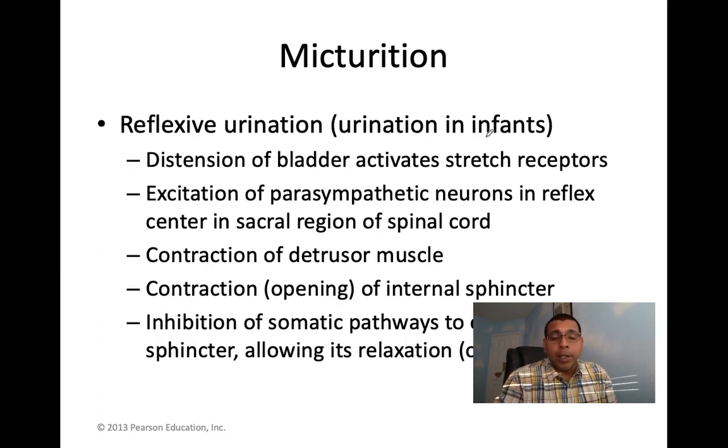Reflexive urination, urination in infants. Distension of the bladder activates stretch receptors. You have an excitation of parasympathetic neurons in the reflex center in the sacral region of the spinal cord, leading eventually to contraction of the detrusor muscle, opening of the internal sphincter, and inhibition of the somatic pathways to the external sphincter, allowing its relaxation and opening to occur.